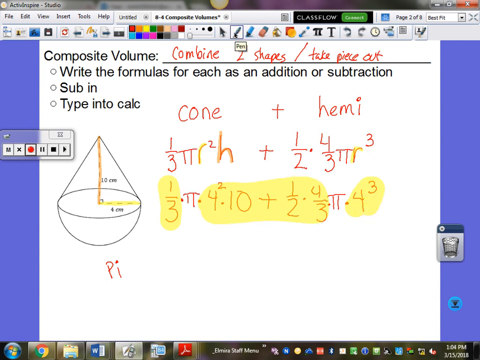Okay, so 1 ABC 3, depending on the calculator you're using, I'm talking through the calculator steps for the calculator we use in class. So 1 ABC 3 times 4 squared times 10, then the plus sign. 1 ABC 2 times 4 ABC 3 times 4 caret 3. Okay, and the calculator says 96, which is correct, and bring the pi down. So 96 pi would be the combined volume of those two shapes together.